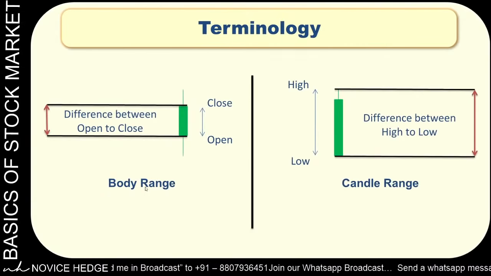Now let me explain two important terms: the body range and the candle range. What is the body range? The body range is nothing but the difference between the open and close price. And what about the candle range? The candle range is nothing but the difference between the low and the high. That's it.